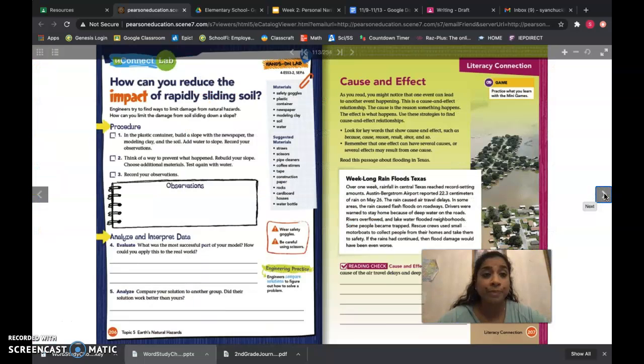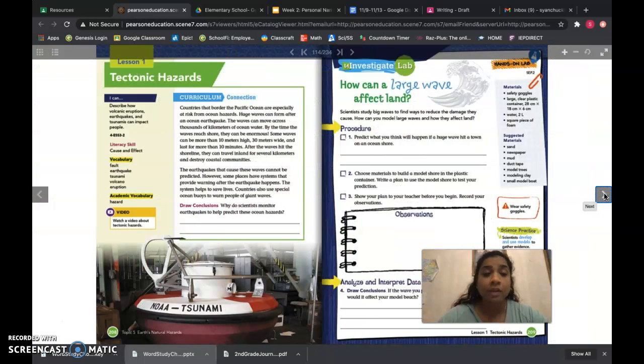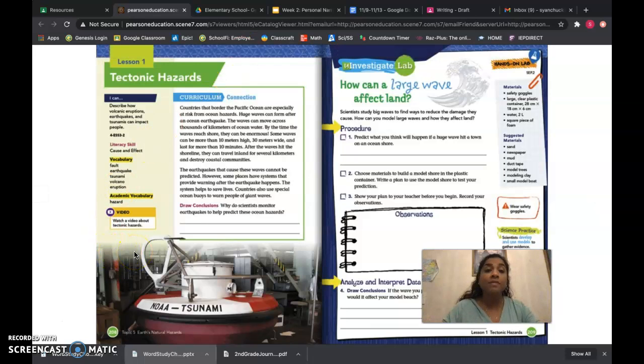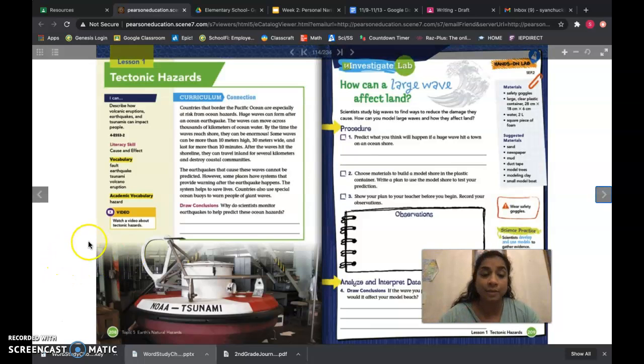So I'm going to flip through. And this page, lesson 1 starts on page 208. It says what we're going to be doing at the end of this lesson is we can describe how volcanic eruptions, earthquakes, and tsunamis can impact people. That's what our goal is for this lesson.